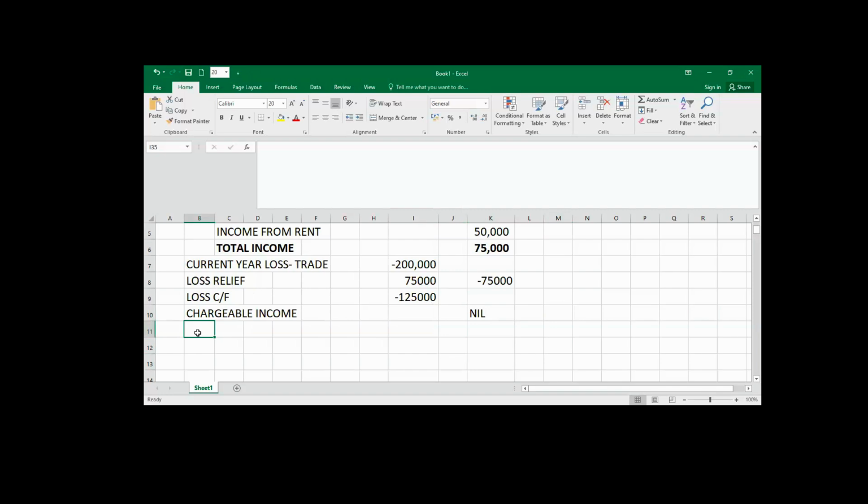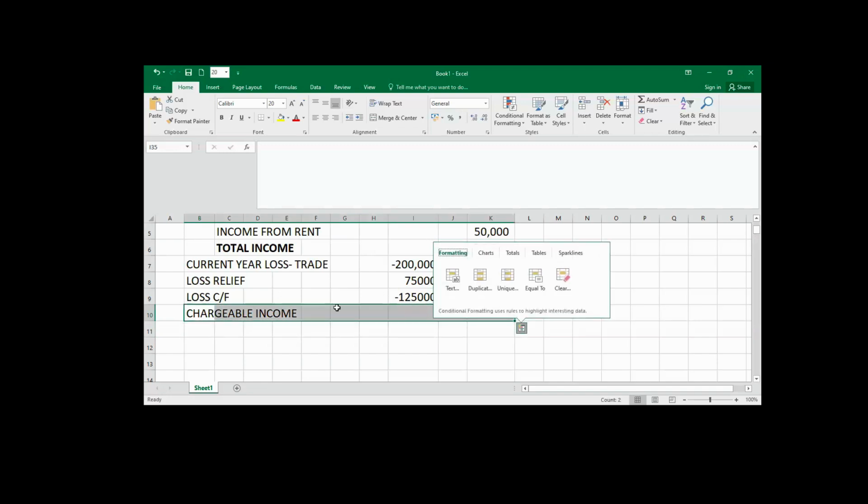For individuals, we have the graduated tax rate, which is the first 300,000 and so on and so forth. We are not requested for that, so his chargeable income will be nil. So he's not going to have any chargeable income in this 2021 year of assessment.